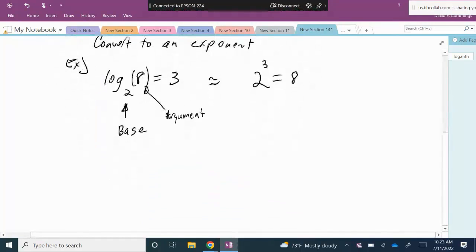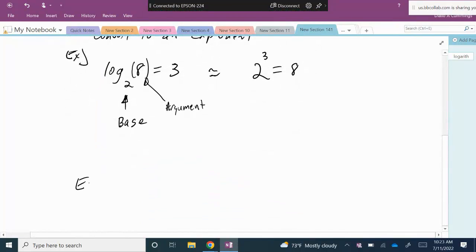You can also go the other way around. Okay, we're going to solve the logarithm.